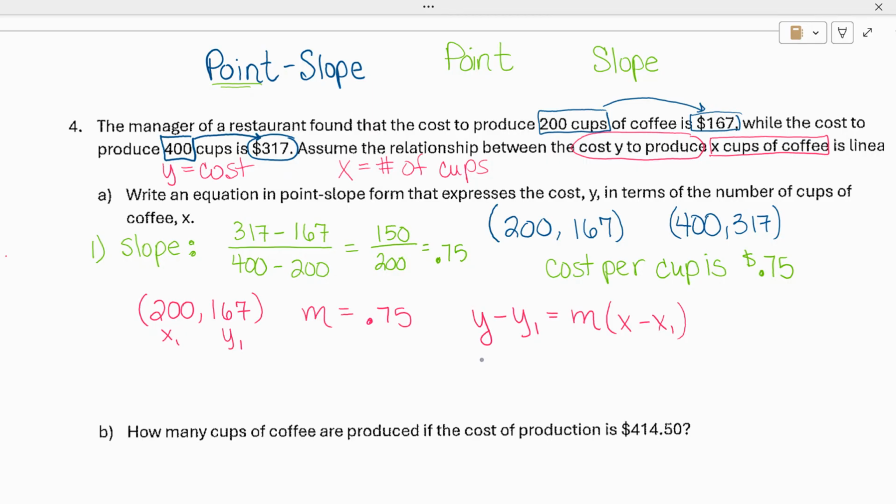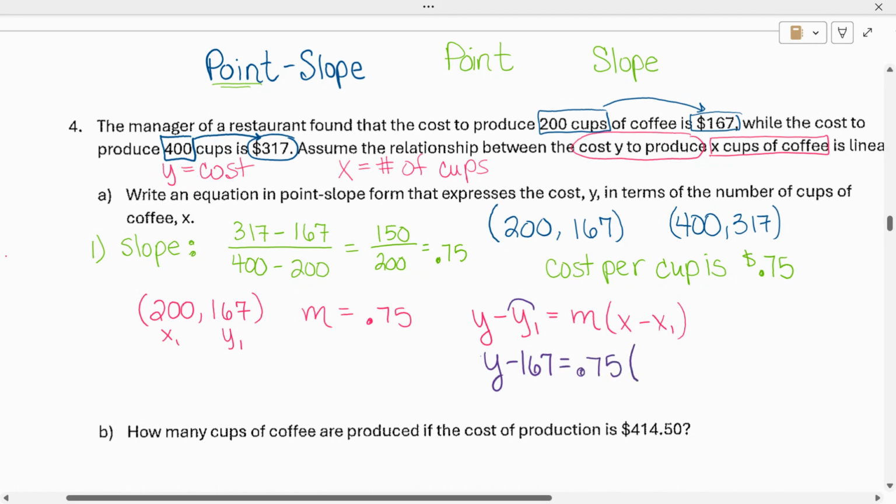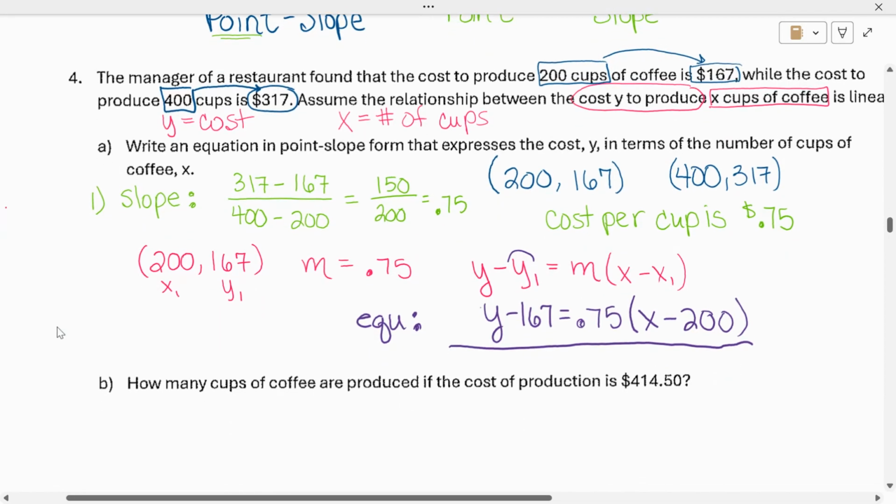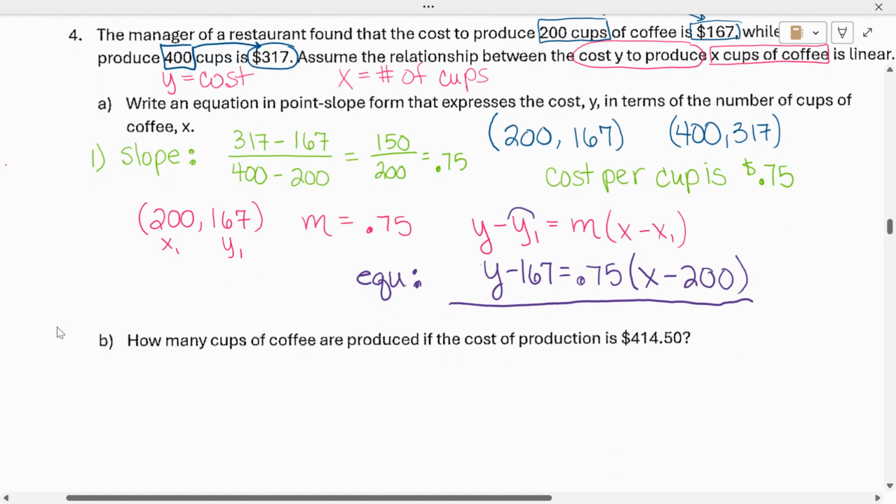You got it, girl. Y minus 167 equals 0.75 times the quantity of X minus 200. Perfect. Absolutely perfect. This is your equation in point slope form. Okay? Don't make it any harder than it is. Just plug those numbers in there.